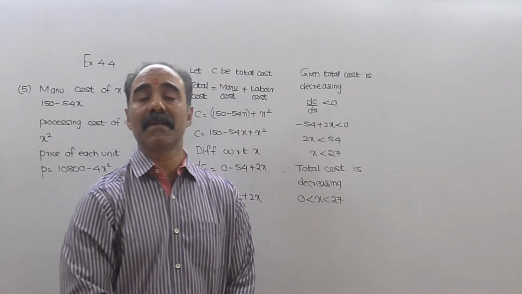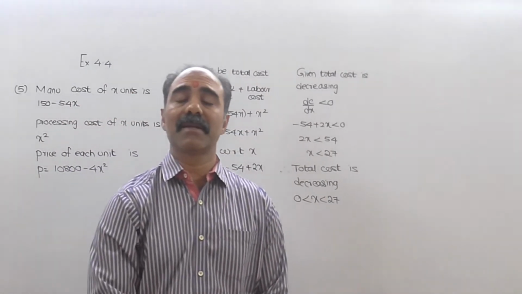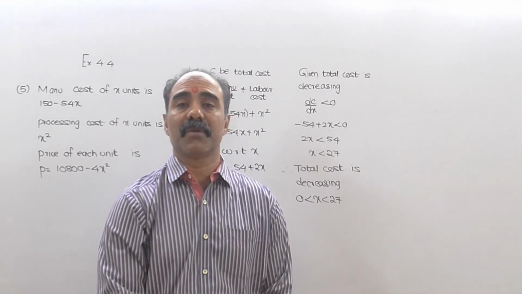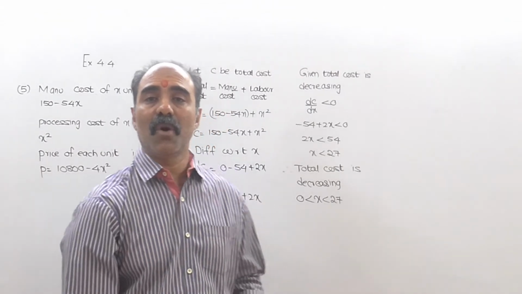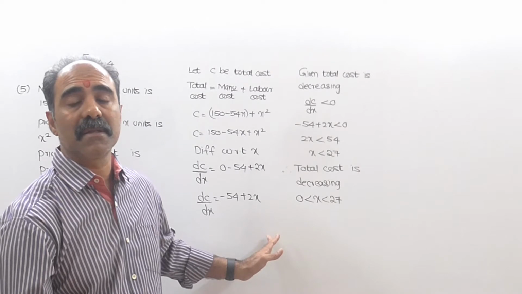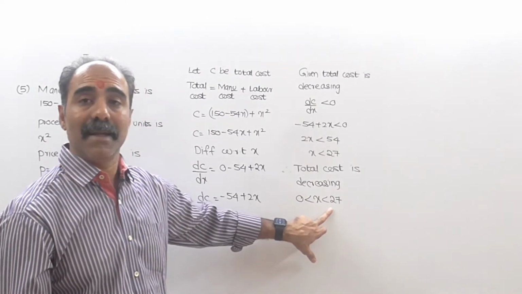Why do you have to take x greater than 0? The reason is that the number of units cannot be negative. So obviously your number of units should be more than 0. So x is greater than 0 and less than 27.